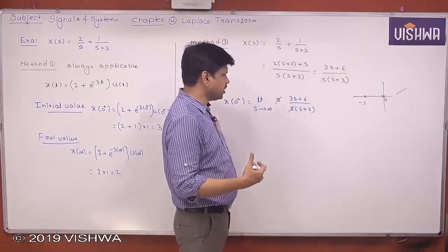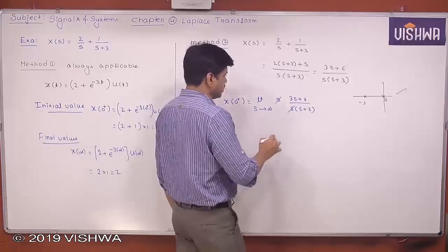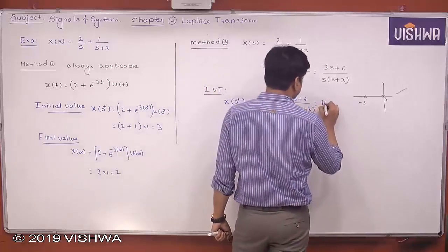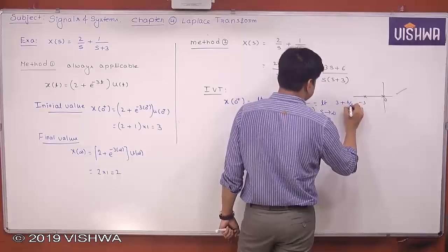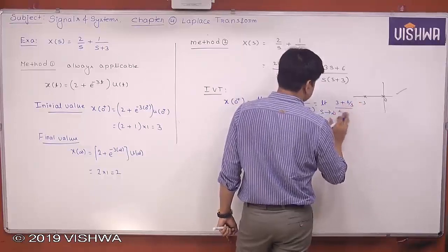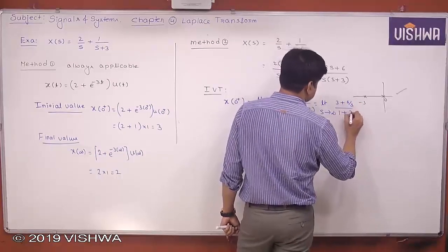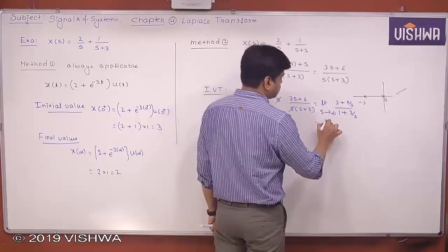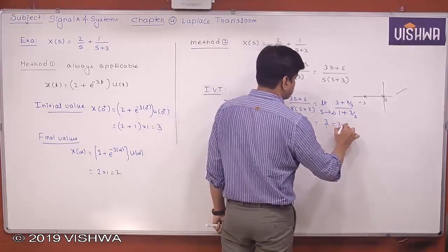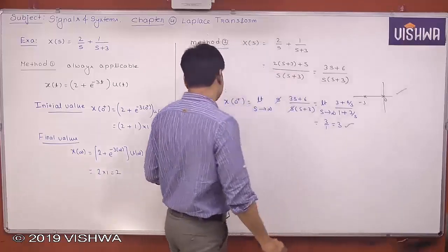Always substitute infinity in the form of 1 by infinity. Then what is it going to be? Limit s tends to infinity 3 plus 6 by s, if you take common out 1 plus 3 by s. The s gets cancelled, common out ends. Then this is 3 by 1, which is 3, which is what we got as the initial value.